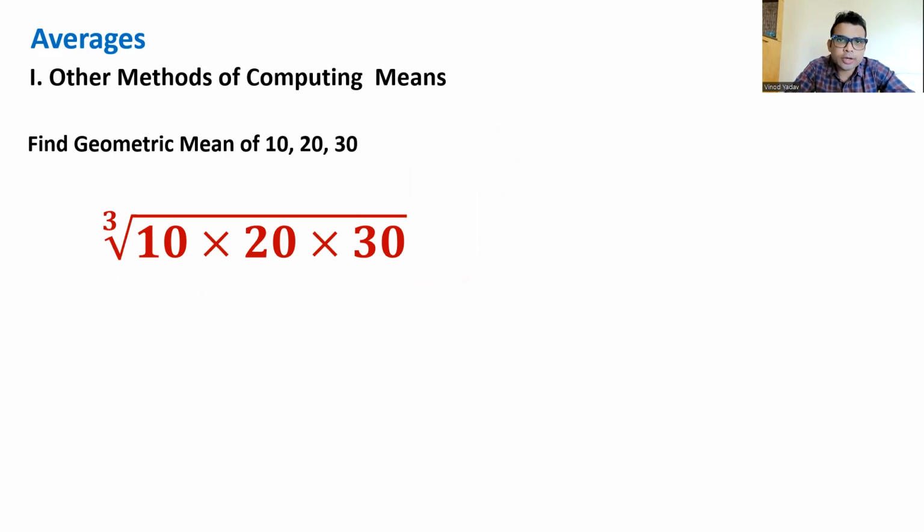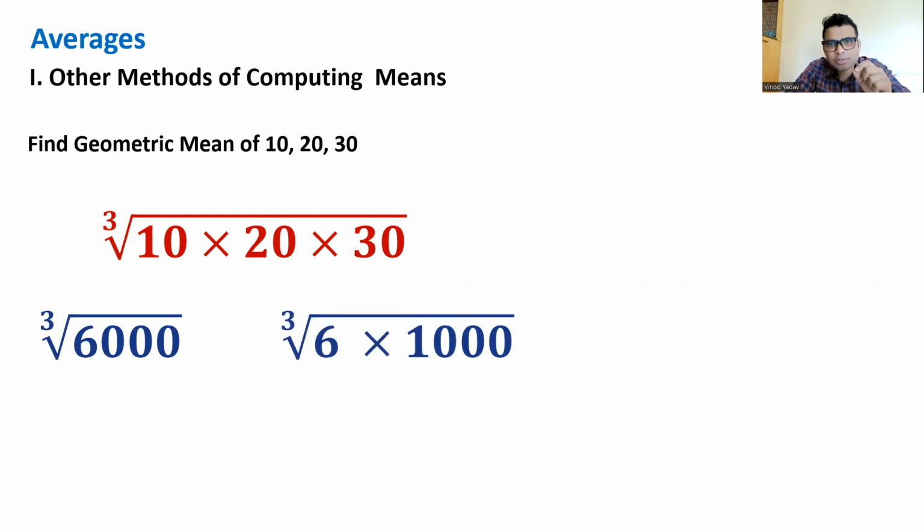So 10 into 20 into 30, the cube root. 6,000 ka cube root, which can be written as 6 into 1,000. So the cube root of 1,000, you know, is 10. So 10 into the cube root of 6 will be the geometric mean.